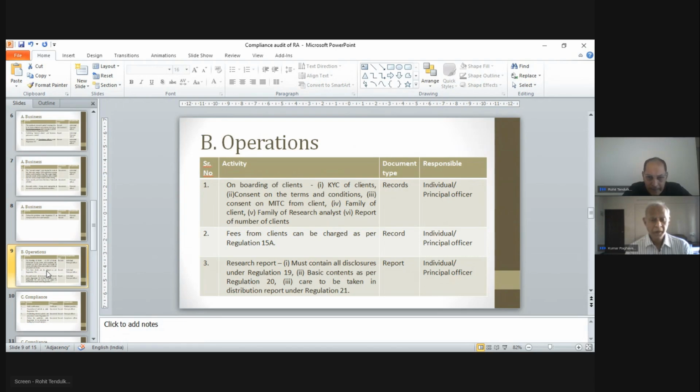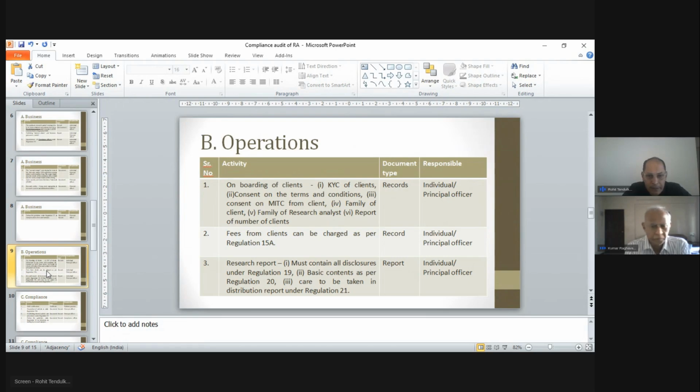Onboarding of clients. First of all, when you onboard your clients, you must have the KYC of clients. Second, you must take consent on the terms and conditions. Then you must take consent on the MITC from clients. Now, for this consent on MITC from clients, there are varying dates that are applicable. For old clients and new clients, there are different dates. But from the next financial year, it is applicable to all. But for the current financial year 24-25, there are varying dates for old clients and new clients based on the circular date.